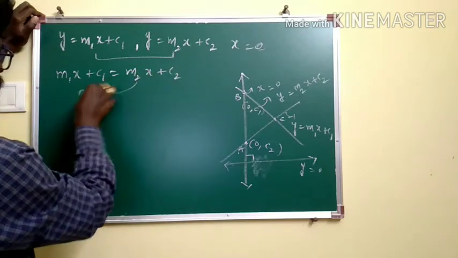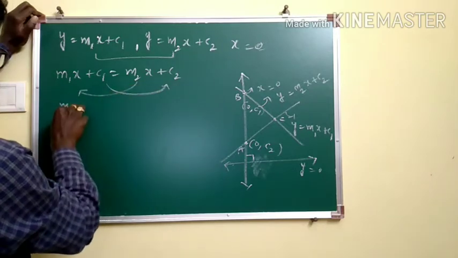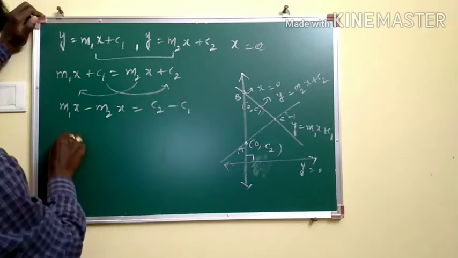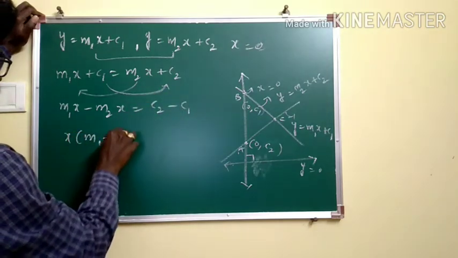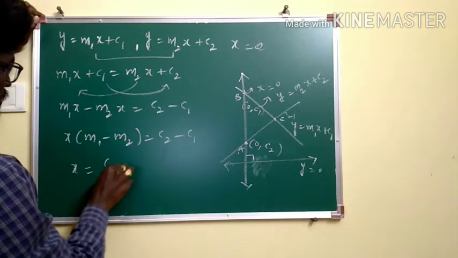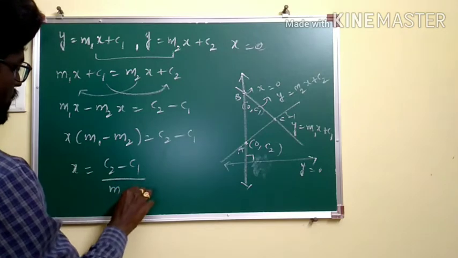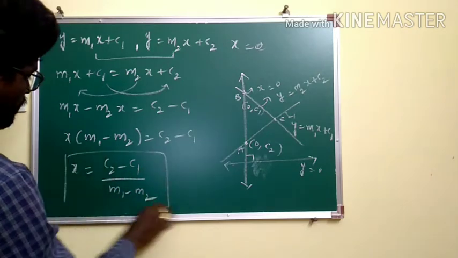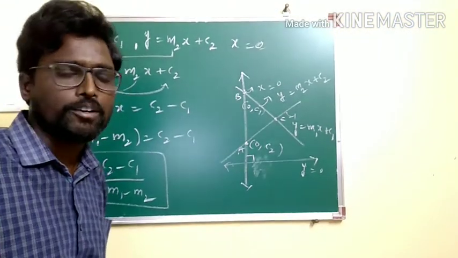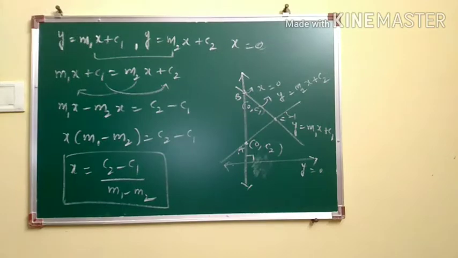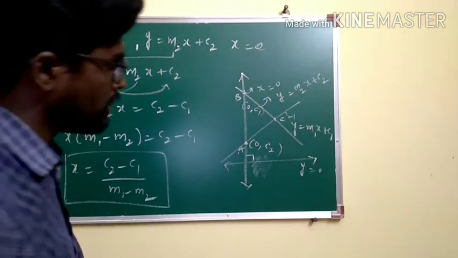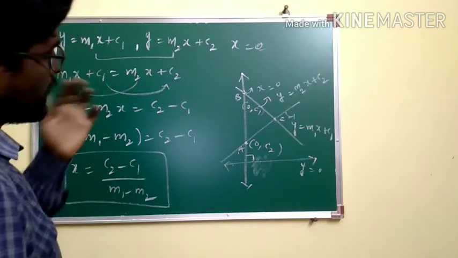Transposing these to the left side and these to the other side, I will get m1x minus m2x is equal to c2 minus c1. So x into (m1 minus m2) is equal to c2 minus c1. So x is equal to (c2 minus c1) by (m1 minus m2). This is the x coordinate of the point C. Substituting this x in either equation, we will get the y coordinate.